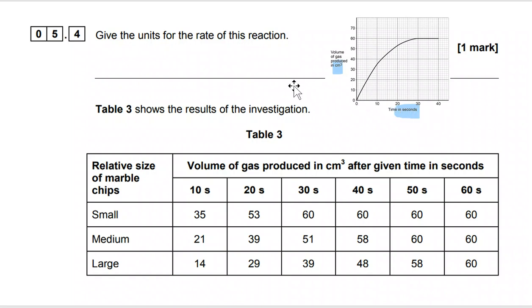On to 5.4, give the units for the rate of reaction in this experiment. So we have got gradient is changing y over changing x. I've got cm cubed divided by seconds, so it's cm cubed per second.